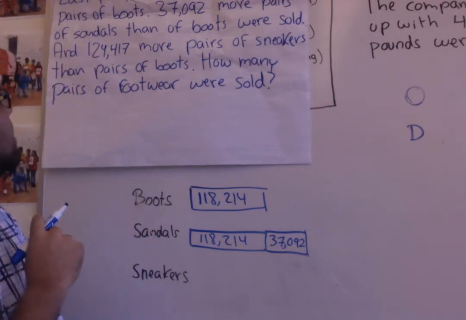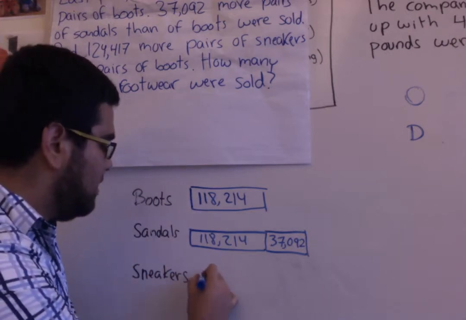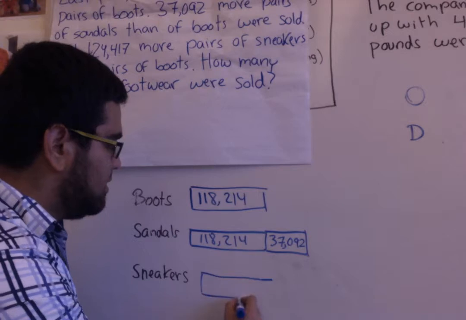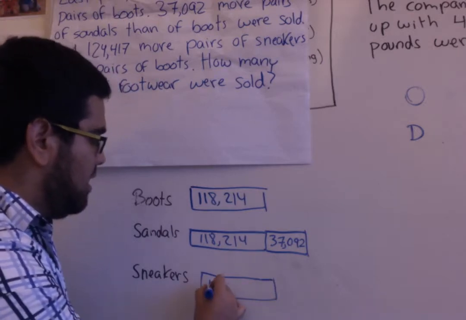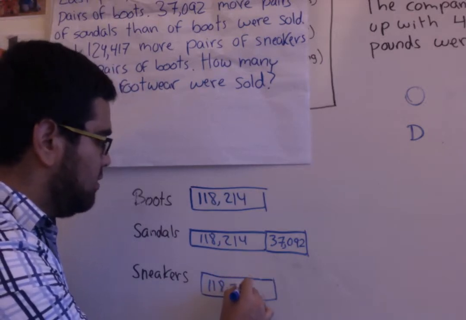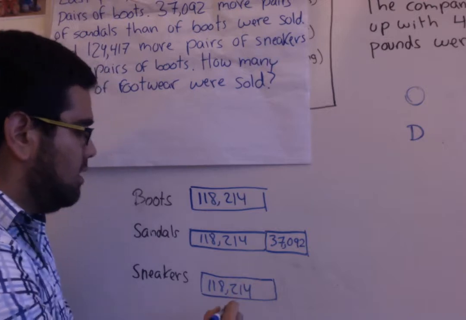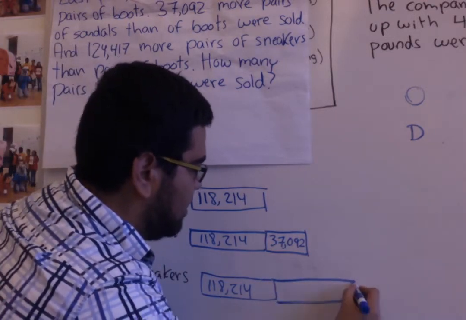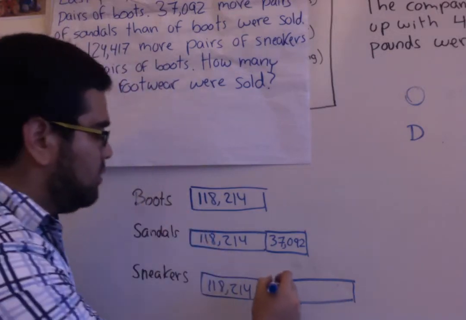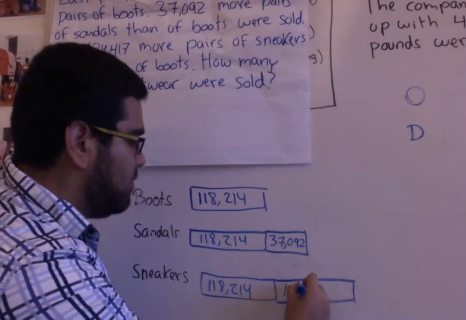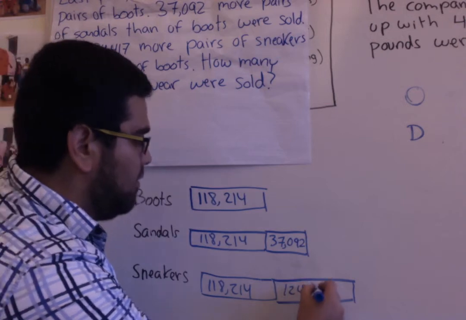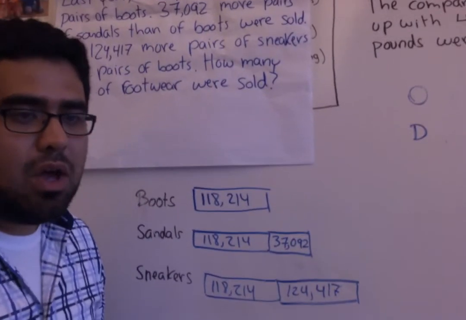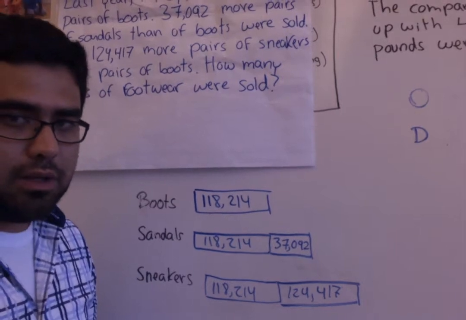And lastly, 124,417 more pairs of sneakers than pairs of boots. So again, we start with a bar of similar size, 118,214, and we add another similar bar, because in this case it's a little bit bigger, of 124,417.